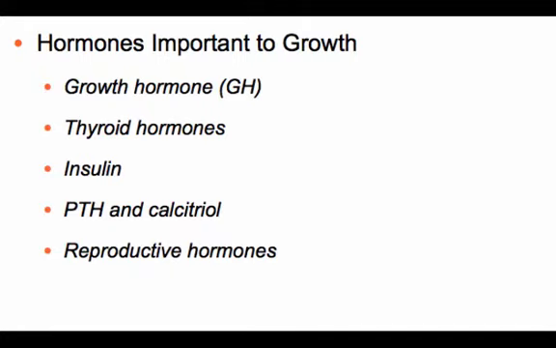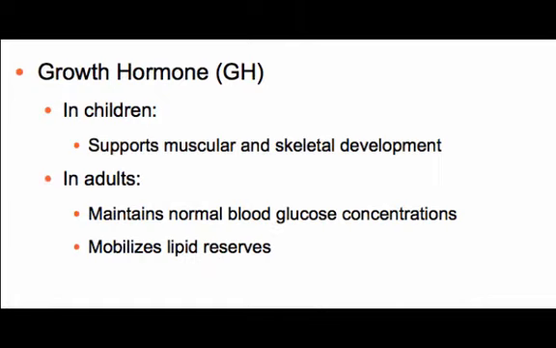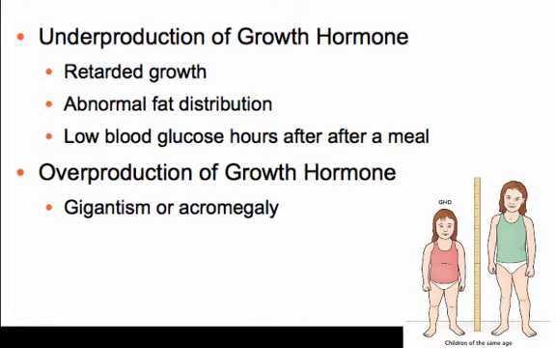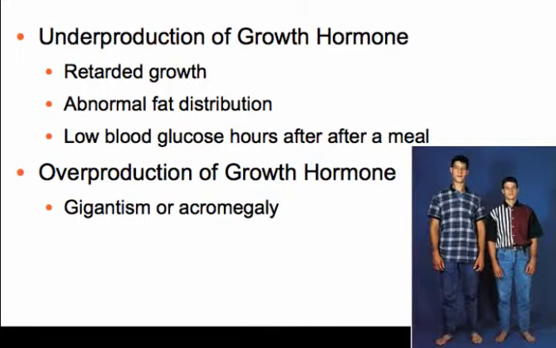There are several hormones that are important for growth: the growth hormone, the thyroid hormones, insulin, parathyroid hormone or PTH, calcitriol, and the reproductive hormones. The growth hormone is necessary in children for the development of both muscles and bones. In adults, the growth hormone continues to function to maintain normal blood glucose levels and to mobilize lipid reserves as well. An underproduction of growth hormone would result in retarded growth, abnormal fat distribution, and low blood glucose hours after a meal. An overproduction of growth hormone would result in gigantism or acromegaly.